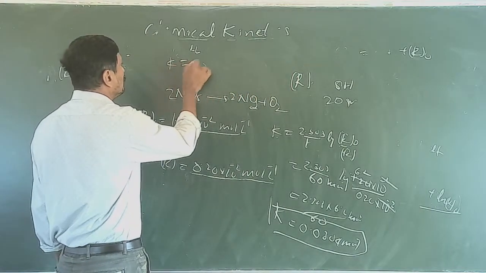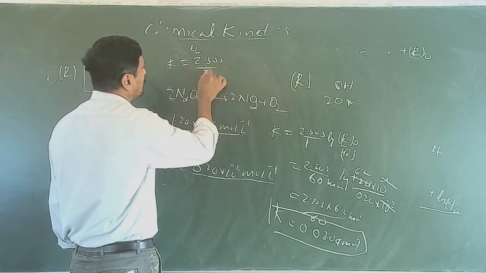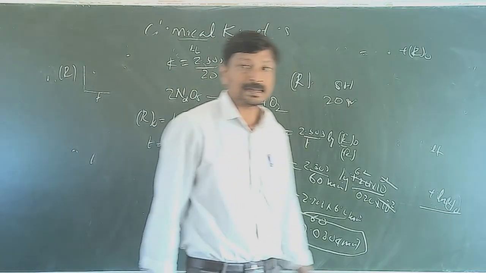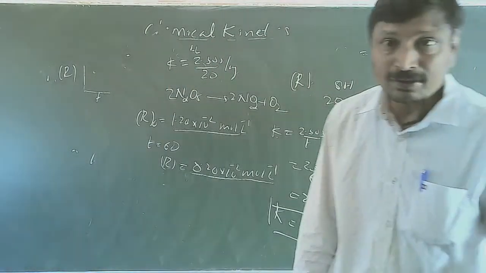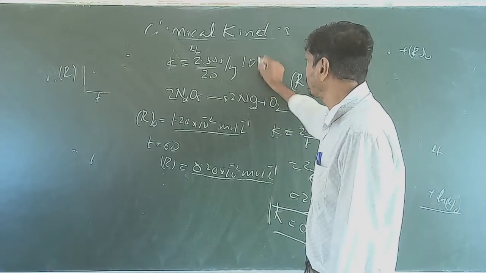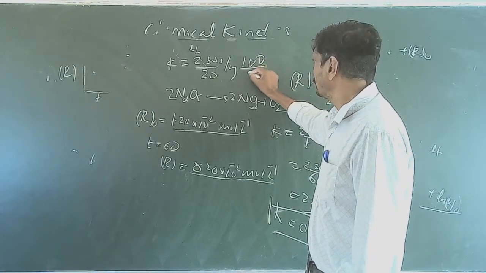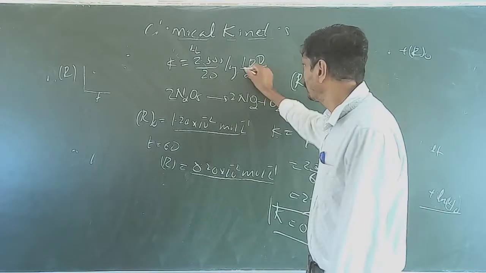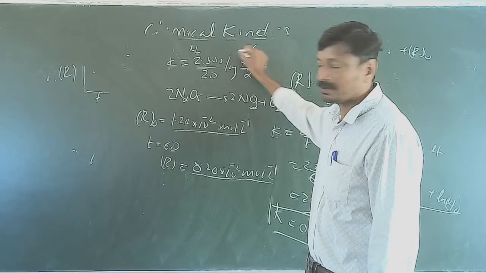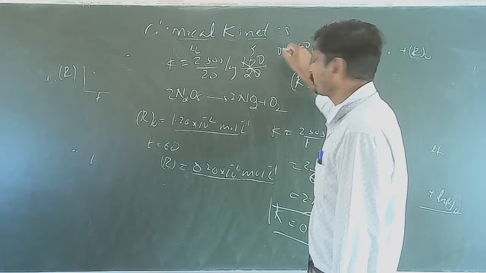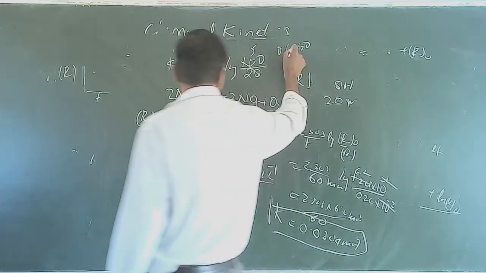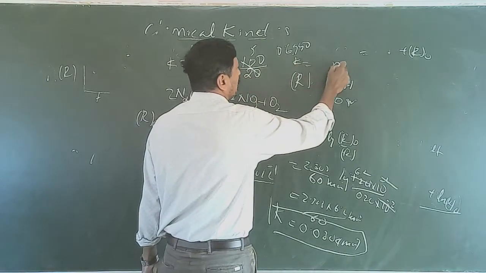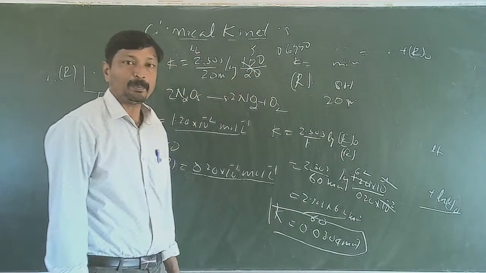K is equal to 2.303 by t, which is 20, log of R naught by R. 80% is reacted means the initial concentration we have to take is 100%, and 80% reacted means the remaining concentration is 20. So you will get log of 5. Log of 5 is equal to 0.6990. 2.303 into 0.6990 by 20. It's a 20 minute, so the K you will get is in per minute. So this type of problem you are able to calculate.